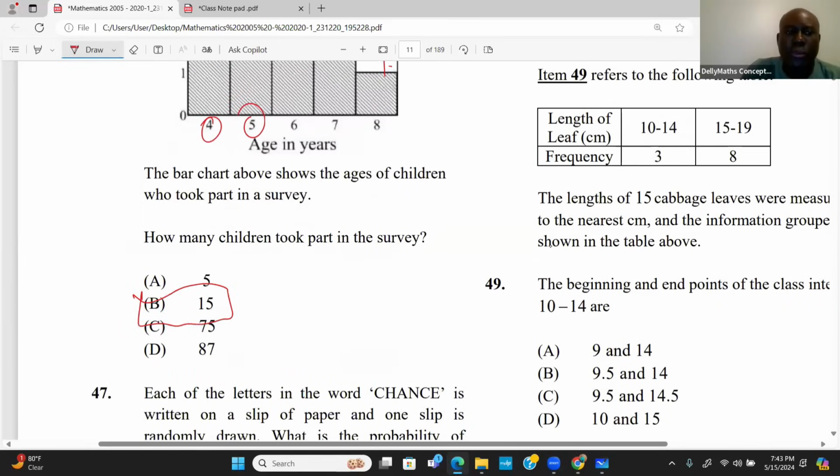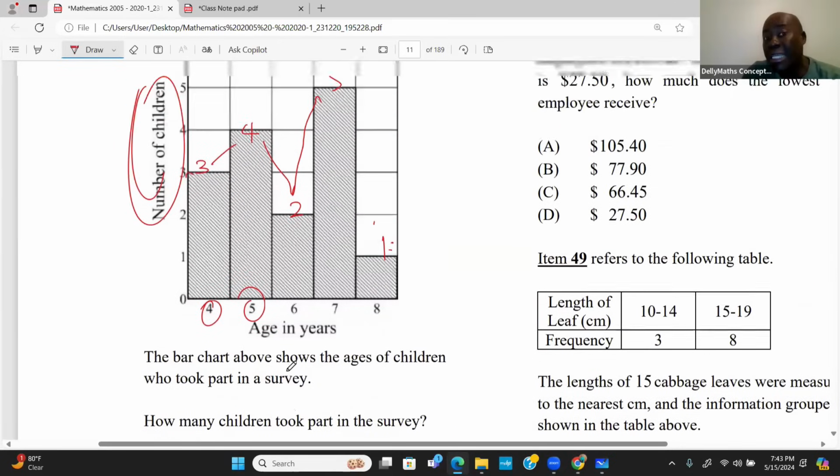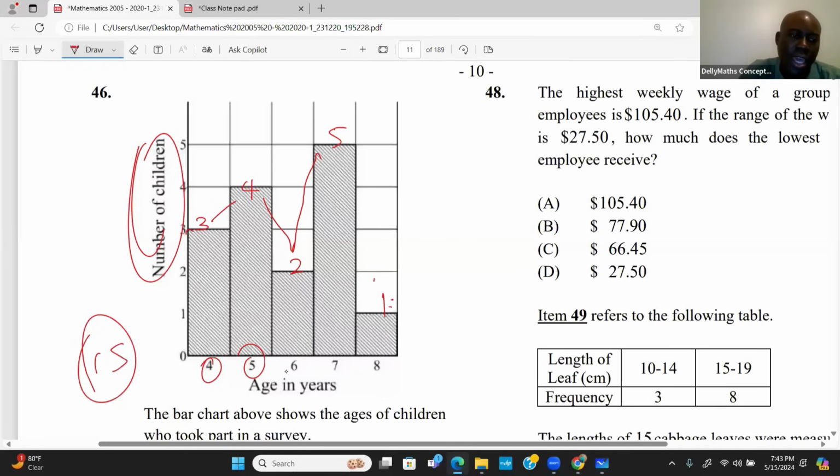So you want to interpret the idea the right way. You want to look on the axis to see which one represents what. The height of the bar represents how many, and this is just telling what age they were.